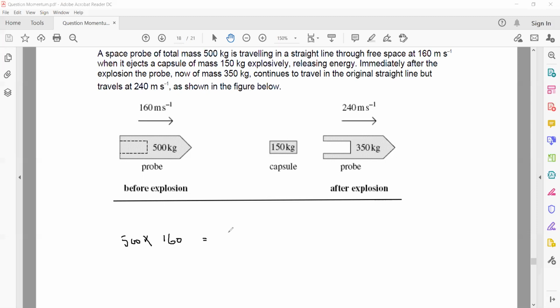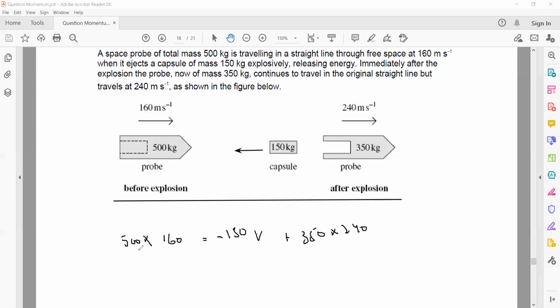Then the mass of the capsule is 150 and it is moving with velocity v, but in this example, we consider it is moving in the opposite direction of the probe. So I will not take it as v, I will take it as minus v. So the momentum will be opposite. Plus this will be 350 multiplied by 240.